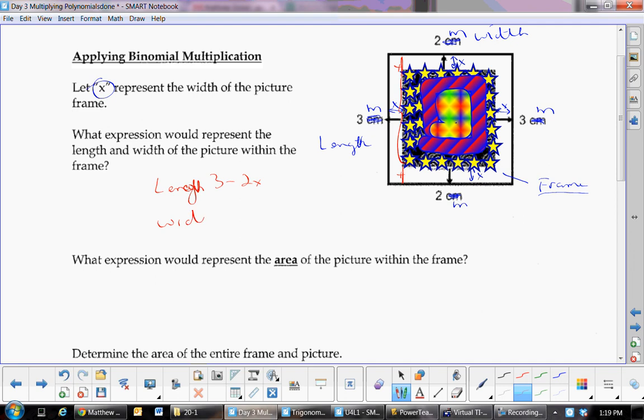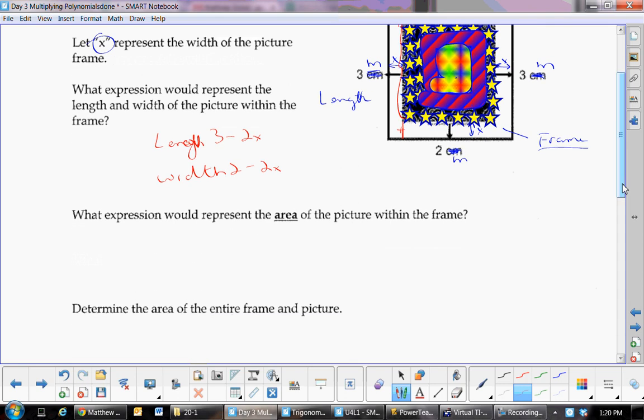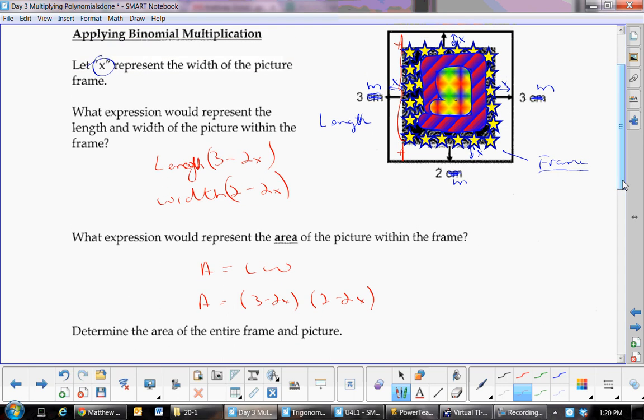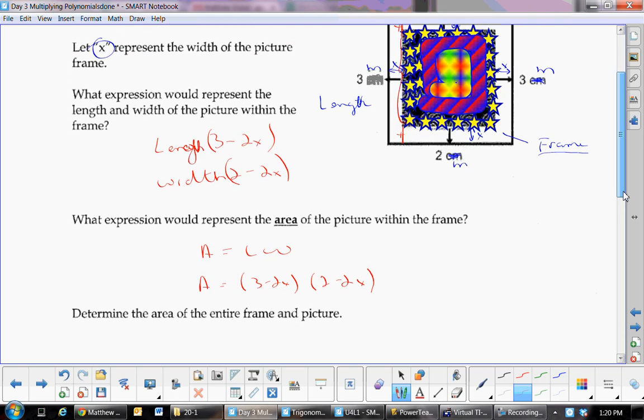The width would be 2 minus 2x. So you say, well, what would the expression be for area? Well, it's length times width, right? Which is 3 minus 2x times 2 minus 2x. Yep. Okay.